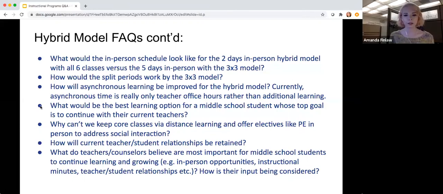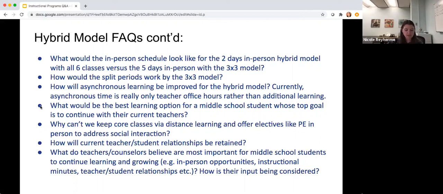How will asynchronous learning be improved by the hybrid model? Currently, asynchronous time is really only teacher office hours rather than additional learning. We will need to work on providing more robust asynchronous assignments for our students during the non-in-person days because they don't have the ability to be on those synchronous Zoom lessons.